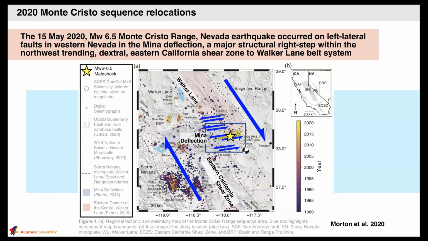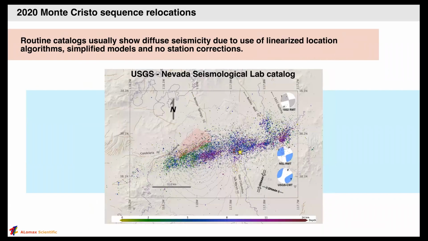These are the USGS routine catalog locations. Routine catalogs usually show diffuse seismicity because of the use of simplified, rapid linearized location procedures, often simplified general models for a region, and typically no station corrections. So we see certainly a nice seismicity map, but some diffuse features perhaps showing up.